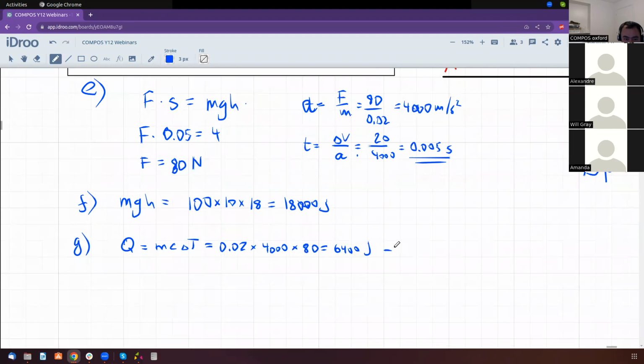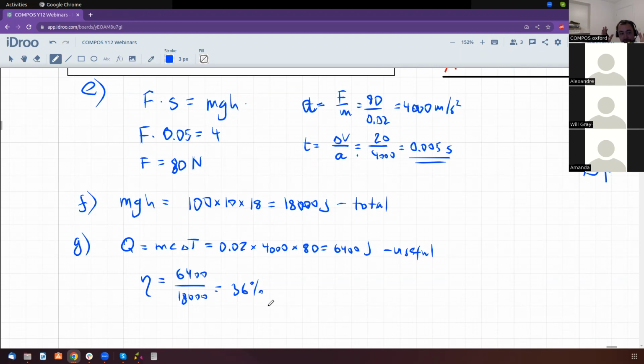And the efficiency: that's the useful energy, and this is the total. So the efficiency is 6,400 divided by 18,000, which is 36%. 36, if you calculated 20 as the height.